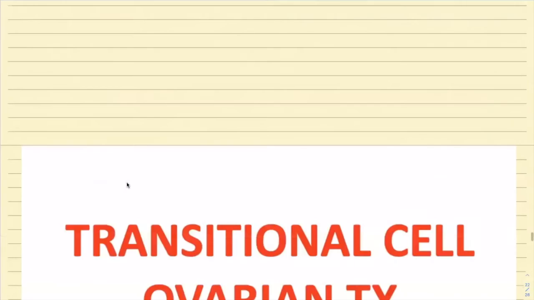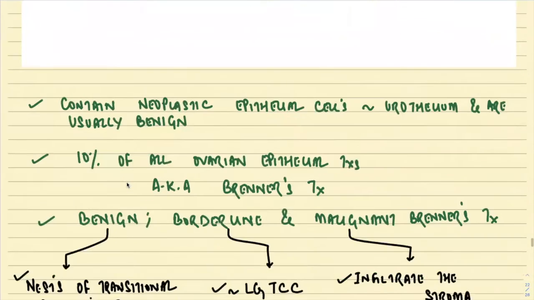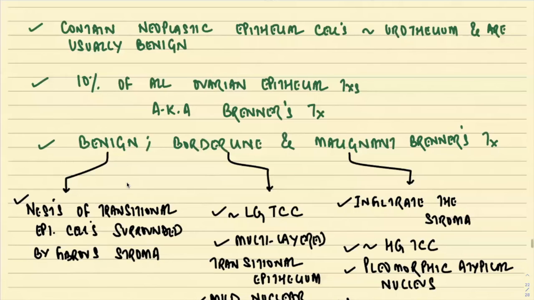Very clear to everyone? Coming to the next important epithelial tumor of the ovary, the transitional cell ovarian tumor. The very important thing about the transitional cell tumor of the ovary is that these contain neoplastic epithelial cells which very much resemble the urothelium. Urothelium is the lining of the urinary tract, starting from the pelvis of the kidney, going down into the ureters, then into the bladder and then the urethra.